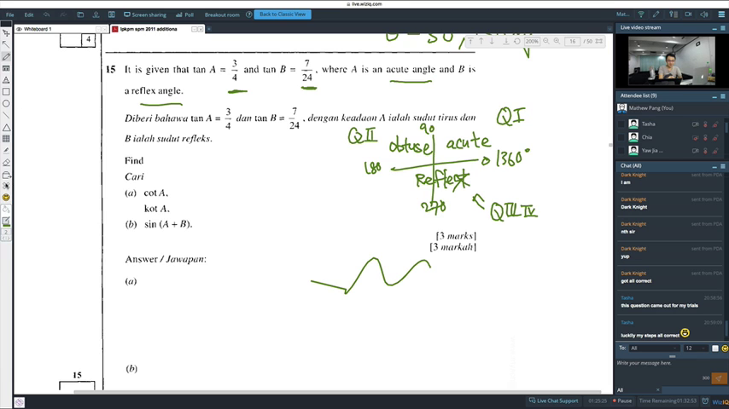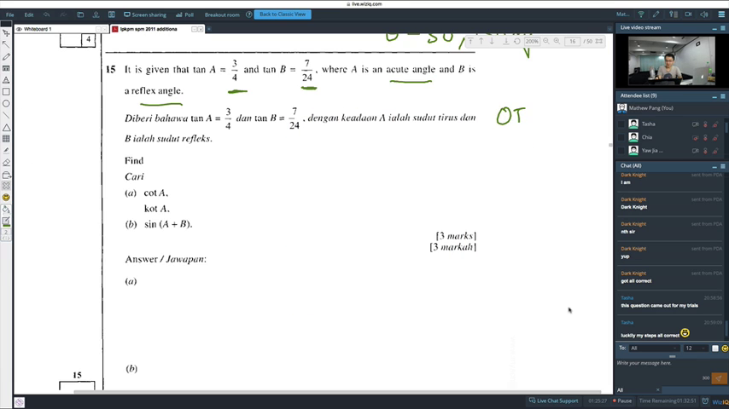Okay, so let's have a look at this question. First, A is an acute angle. So in the first quadrant, I will draw out a triangle, and my angle is always here. I'm going to call it A. Tangent A is 3 over 4. Pythagoras tells us that it's 3, 4, and 5.